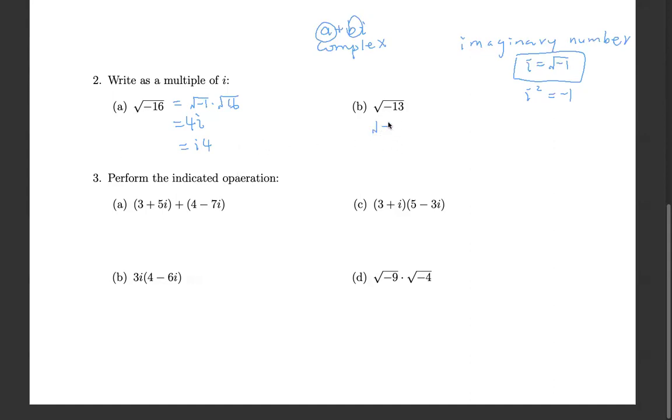Similarly, for this one, we can write square root of negative 1 multiplied by square root of 13. Square root of negative 1 is i. It's i square root of 13, or square root 13 i.